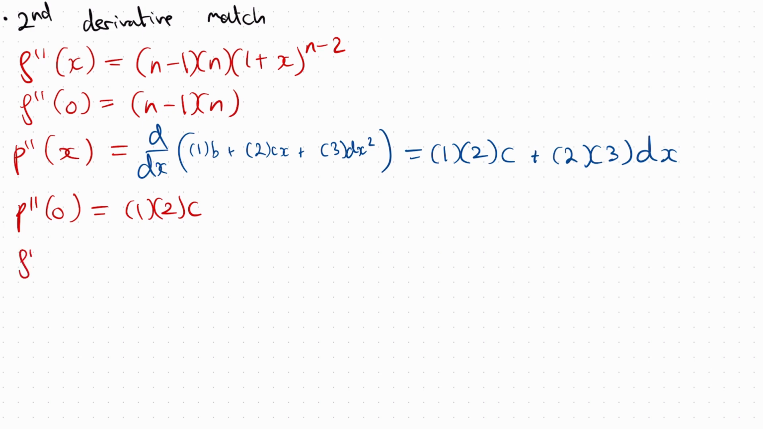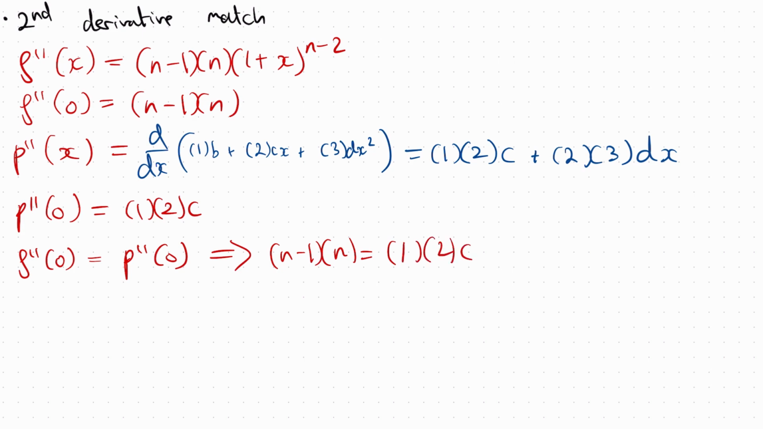So when we match both of these, we're going to get n minus 1, n is equal to 1 times 2 times c. So that lets us know that c is equal to n minus 1 times n over 1 times 2, like so.